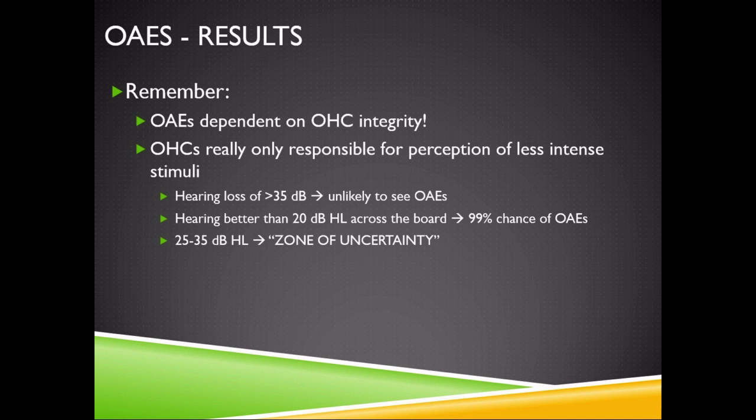When you have a hearing loss of greater than 35 dB, so a hearing loss that's in the more severe end of mild or above, you are unlikely to see OAEs present. If the hearing is normal and better than 20 dB across the board, you have a 99% chance of OAEs being present. 25 to 35 dBHL is what we call the zone of uncertainty, where OAEs may or may not be present, and they may or may not be abnormal or robust.